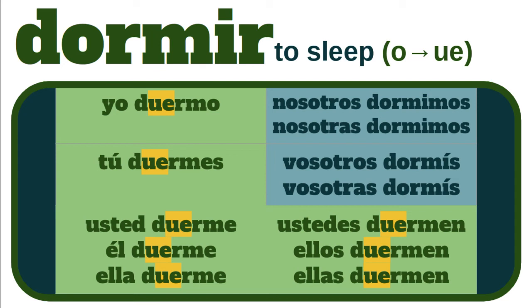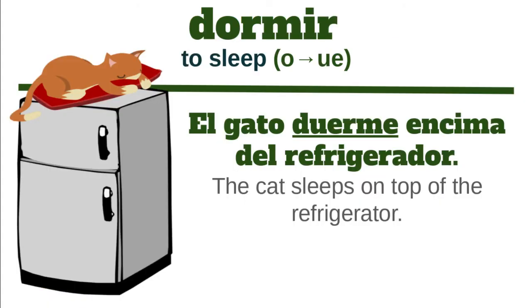Another verb that has the same O to UE stem change is the verb dormir, which means to sleep. Yo duermo, tú duermes, usted duerme, él duerme, ella duerme, nosotros dormimos, nosotras dormimos, vosotros dormís, vosotras dormís, ustedes duermen, ellos duermen, ellas duermen. El gato duerme encima del refrigerador. The cat sleeps on top of the refrigerator.